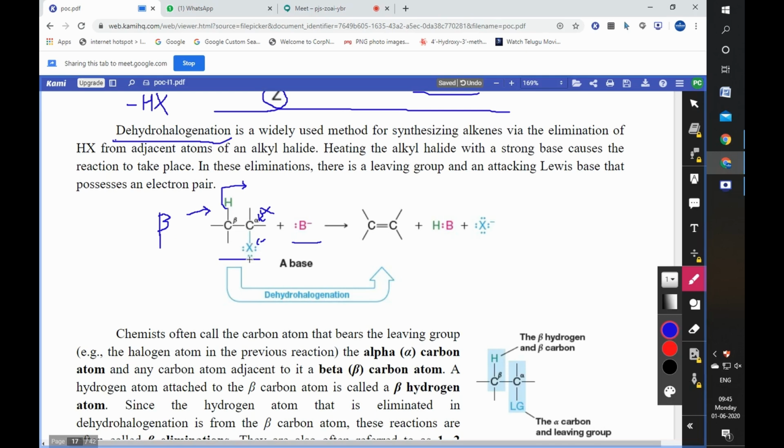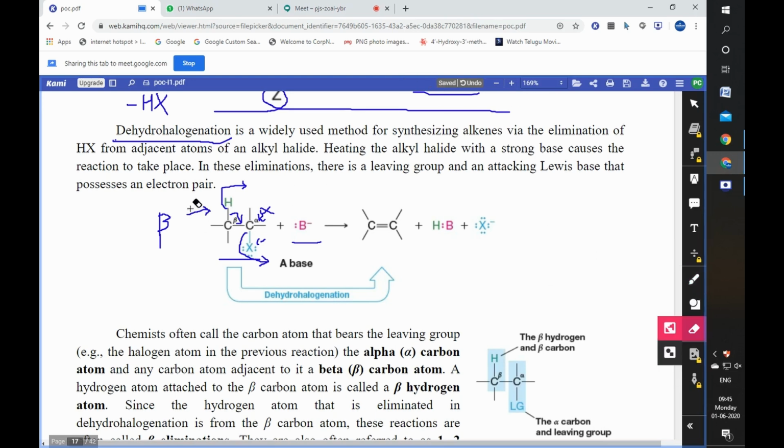Okay, so in a dehydrohalogenation reaction base will abstract beta hydrogen, and simultaneously we observe shift of bonded pair of electrons between beta carbon and beta hydrogen to between alpha and beta carbons. Okay, and simultaneously a halogen is lost. Okay, this is how the dehydrohalogenation reaction takes place.